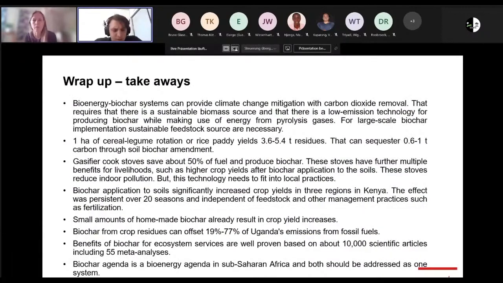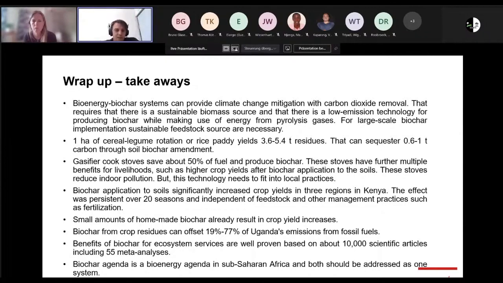First, we learned that biochar systems can provide climate change mitigation with carbon dioxide removal. We heard that it requires a sustainable biomass source, and that there is a low emission technology for producing biochar while making use of energy from pyrolysis gases. For large-scale biochar implementation, sustainable feedstock sources are necessary.